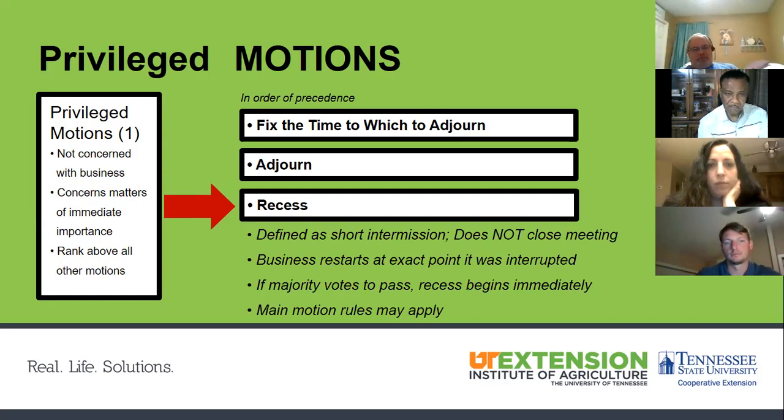The next privileged motion is the motion to recess. This is one that you're familiar with. It's a short intermission. It does not close the meeting. It usually has a time attached to it. And when it's over, that's when we come back and we pick up business exactly where we were at before it was interrupted with the recess. If it does get voted to pass, we recess immediately.